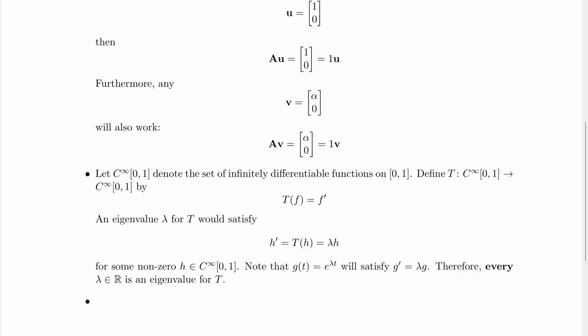And I love this example. I hope you love this example as much as I do. This example is so cool. All right, so we introduced C infinity, the set of infinitely differentiable functions. Now, again, note that is a vector space because it's closed under scaling and adding.